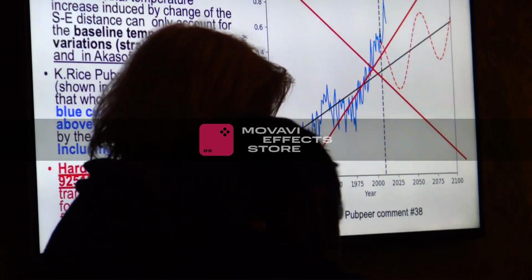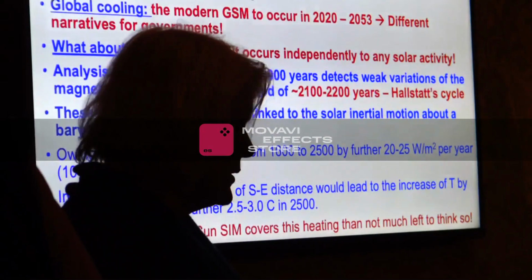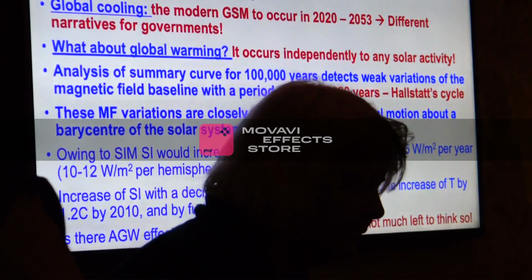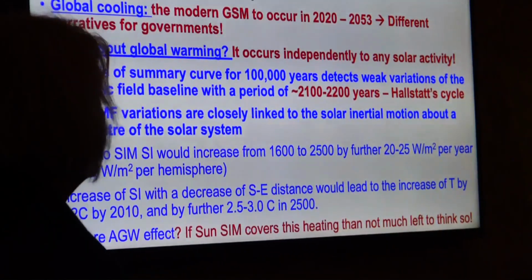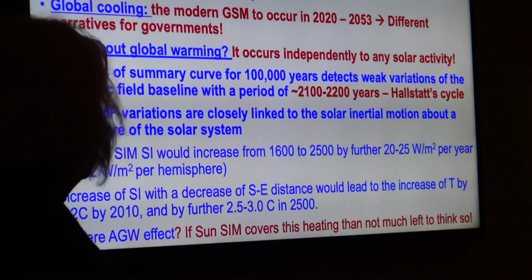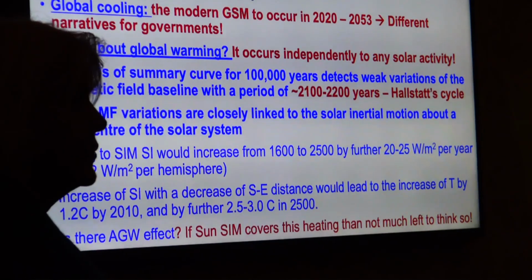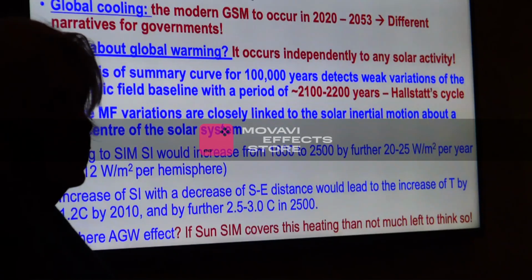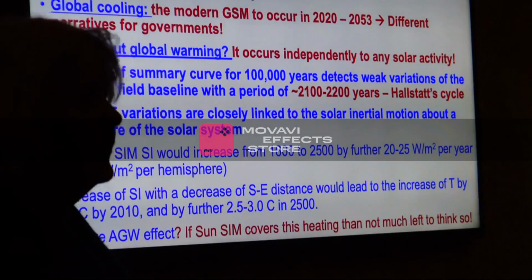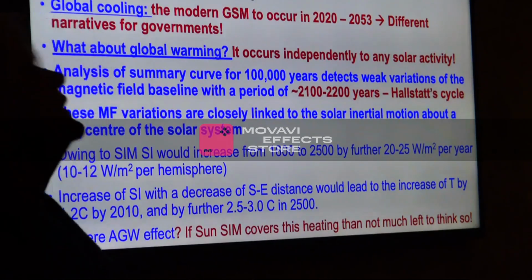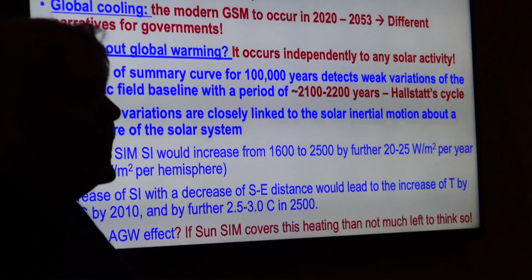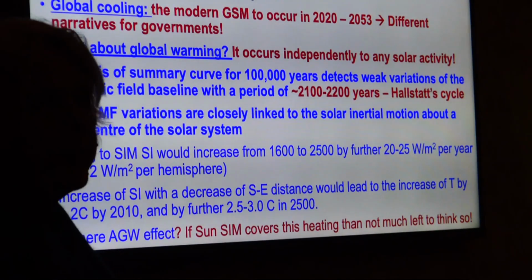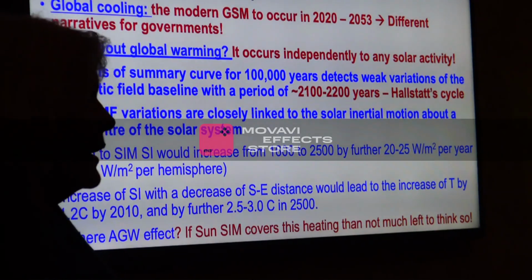So this brings me to my conclusions. The modern grand solar minimum occurs 2020 to 2053, and we have very different narratives from the government. What I appeal is, spread the word, refer to my pages. Not only me, there is a whole group all over the world, including Nobel Prize people, people who got their education before 1980, who knew math, and they are supporting it.